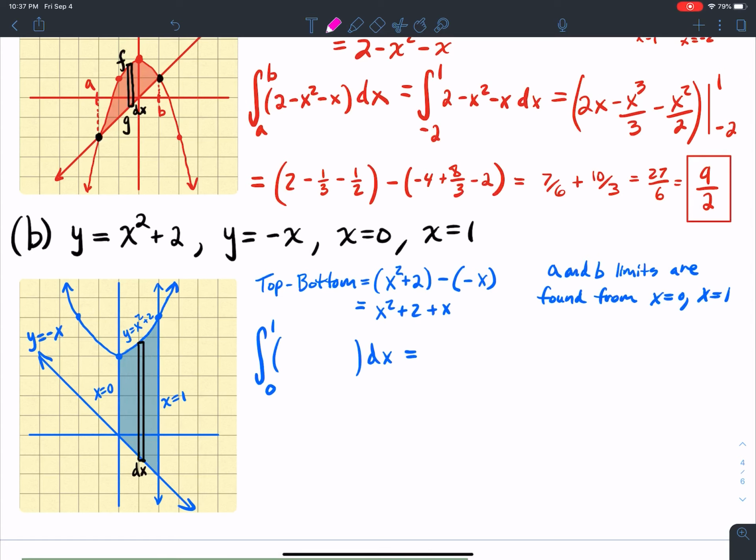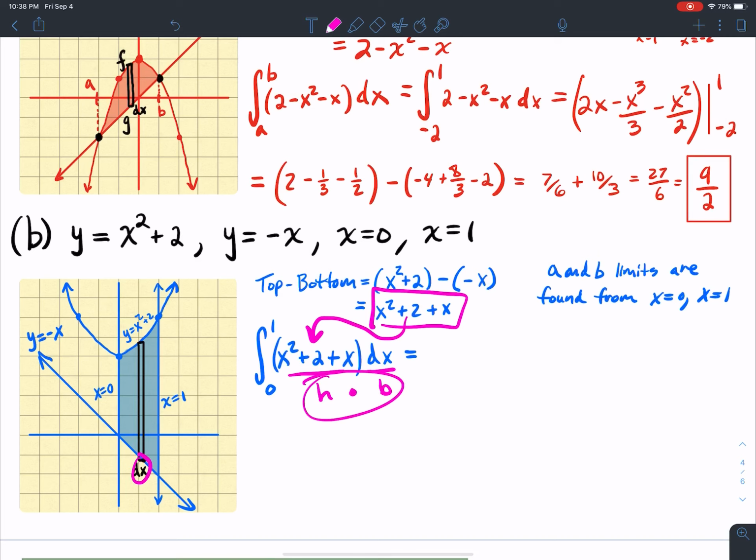And so it's going to be what? It's going to be this function minus that function, which gets you this thing right here. So I plug that in. This is the height. This is the base. It's a delta x change. It's changing with x. So I add the areas of all these rectangles, starting at 0 and adding them up till I get to 1.